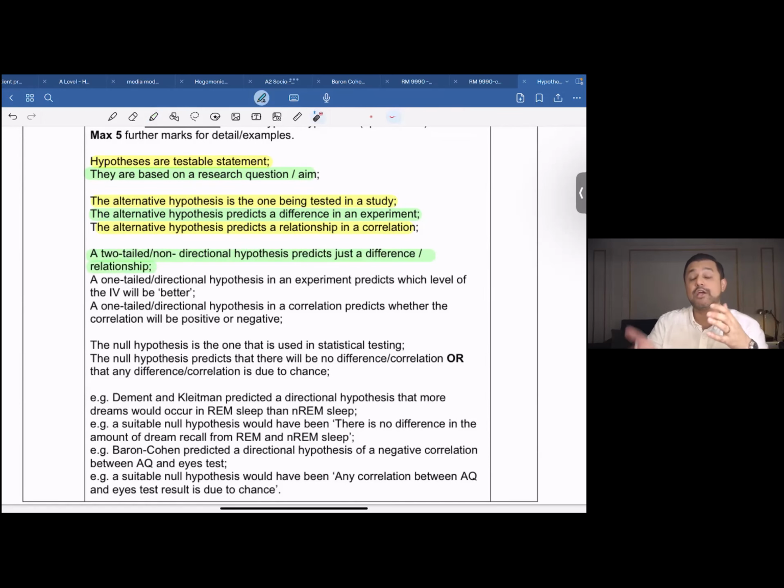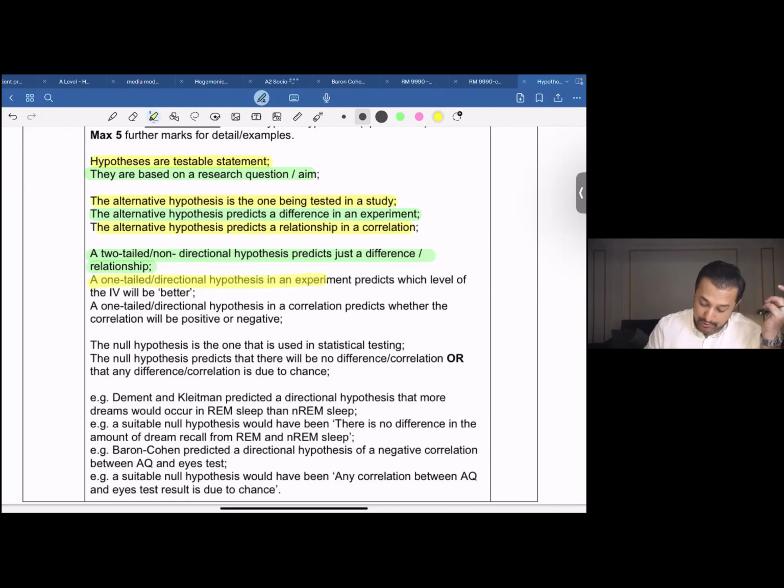There's a relationship. If I take you back to the example that I was giving you a couple of minutes earlier, the relationship between light and concentration: a change in the amount of light in a classroom would affect the concentration level of students. Or you could say an increase in the amount of light in the classroom would affect the concentration levels of students. I'm talking about there being an effect. I'm not specifying what sort of an effect it would be. So a two-tailed or non-directional hypothesis predicts just a difference or relationship.